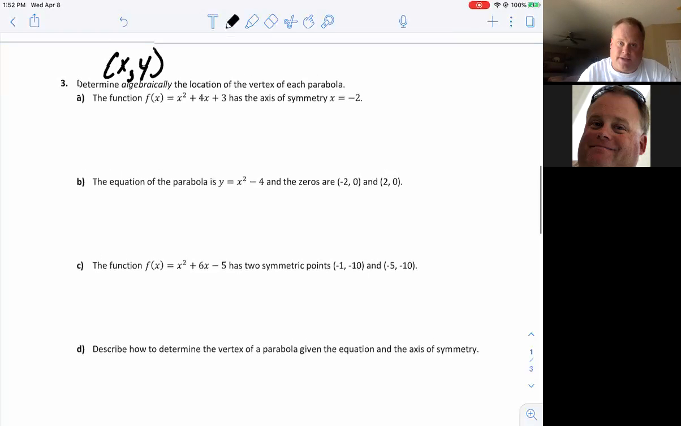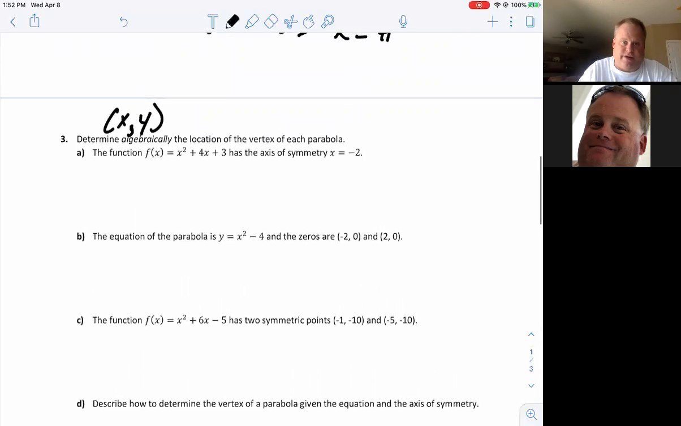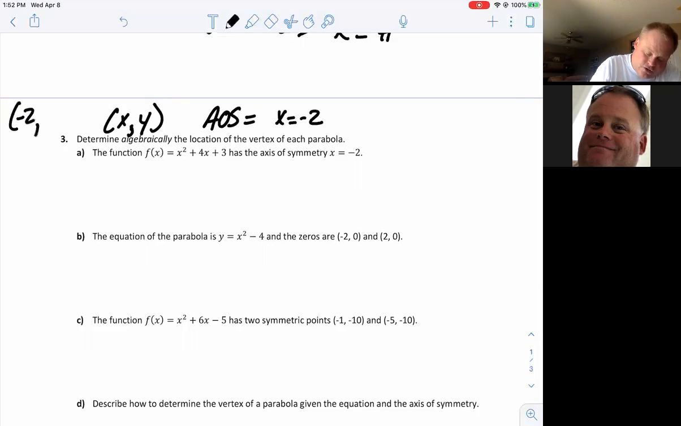So as I do this, I'm going to bring this down just a little bit so we can see the top. So I'm going to read the problem. And the problem says the function f of x equals x squared plus 4x plus 3 has the axis of symmetry x equals negative 2. Whoa, we already know something. We know our axis of symmetry is x equals negative 2. So I already know negative 2 for my vertex. I know that it's given to me, okay?